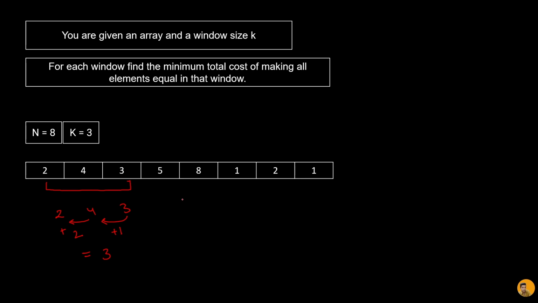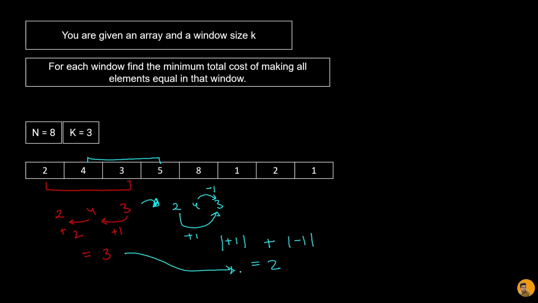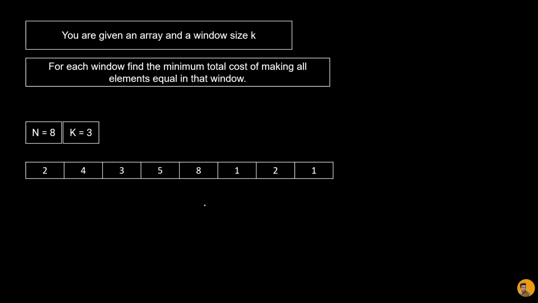Let's see if we have any better solution for this 2, 4, 3. Let's try to make everyone 3 this time. So I have to add 1 here and decrease by 1 there, but the cost would be the absolute value. So +1 plus -1 is going to give us 2. So the cost is less indeed, which means we found a better solution. Like this, for this window we have 2.